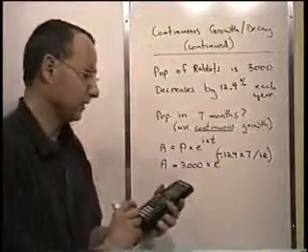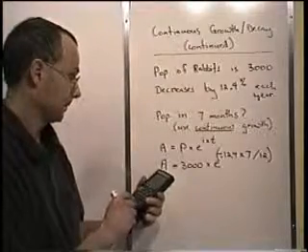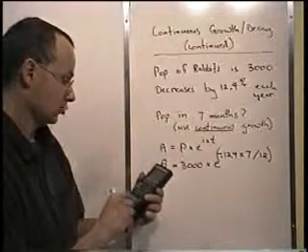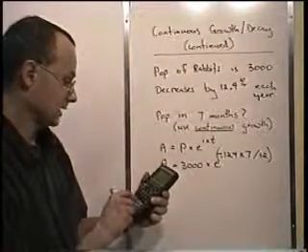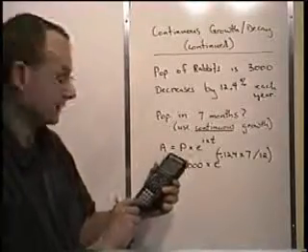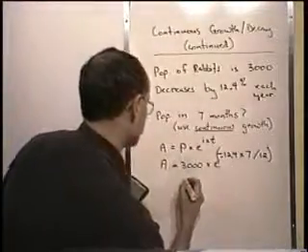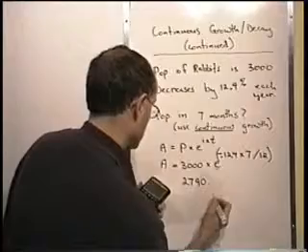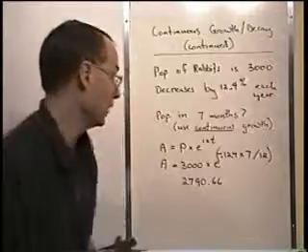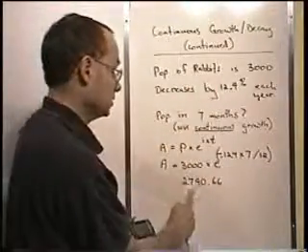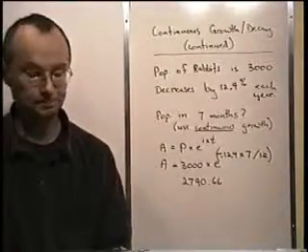So no big deal for the calculator. All I've got to do is put all this stuff in there. 3,000 times e raised to the negative 0.124 times 7 divided by 12, close the brackets, and we get 2,790.66 if I go to 2 decimal places. Of course, you may want to consider rounding that. Since we're talking about rabbits, you may round that to 2,791, and that would be quite understandable.